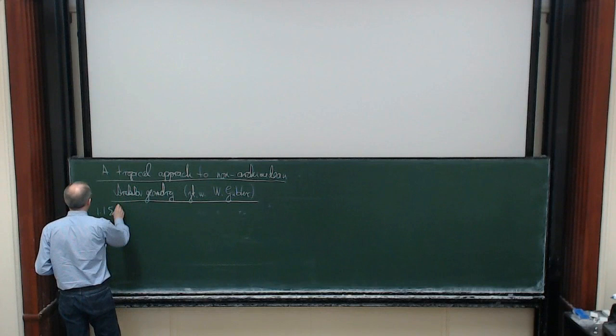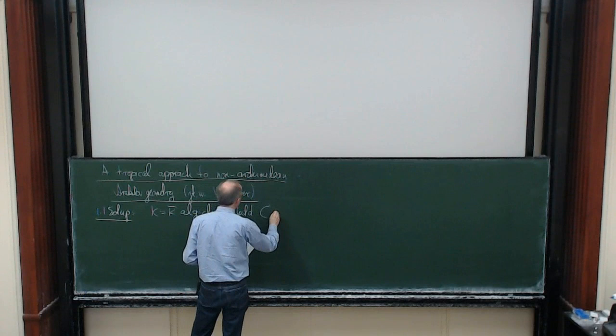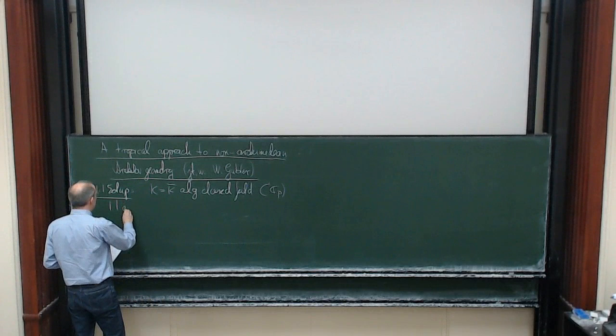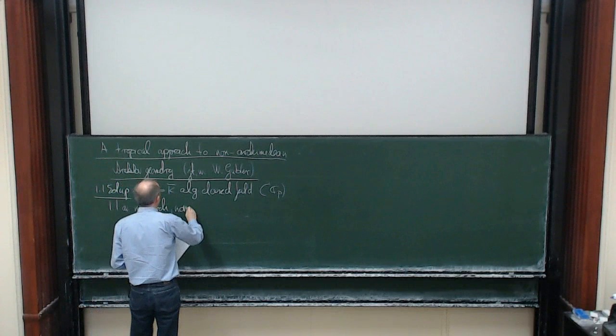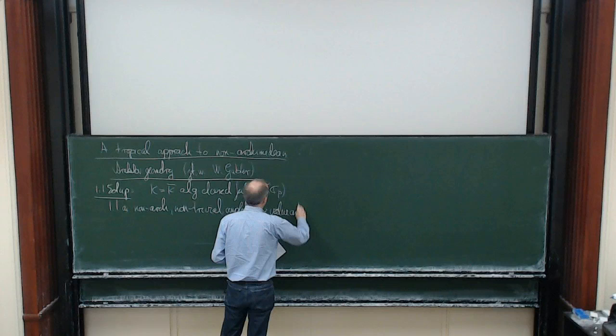So the setup that we consider is the following. K is an algebraically closed field. And the field you should have in mind is something like C_p, the completion of the algebraic closure of Q_p. And we assume that there is a non-archimedean, non-trivial, complete absolute value given on K.